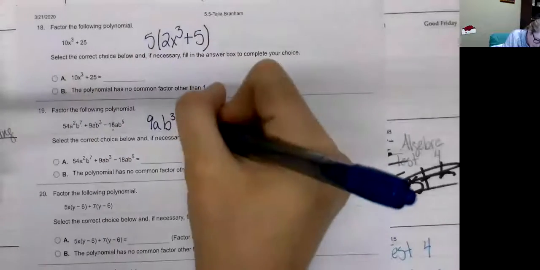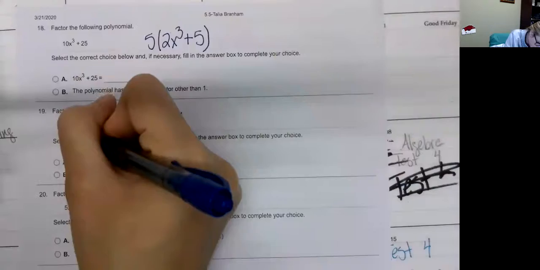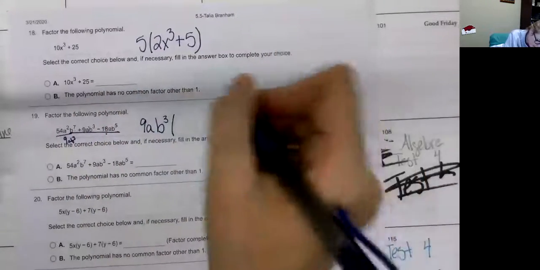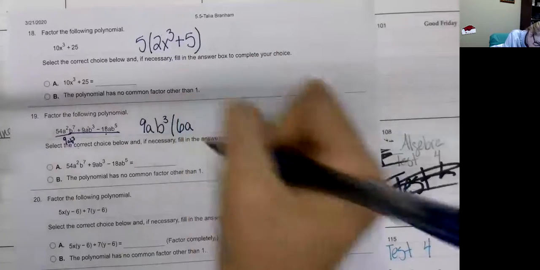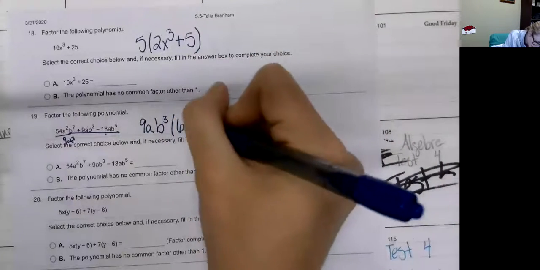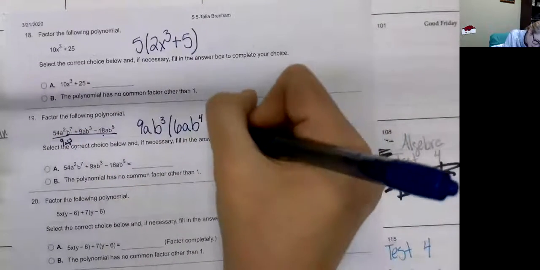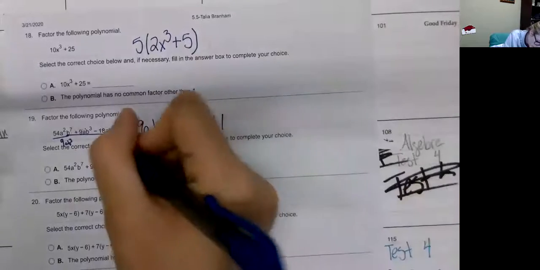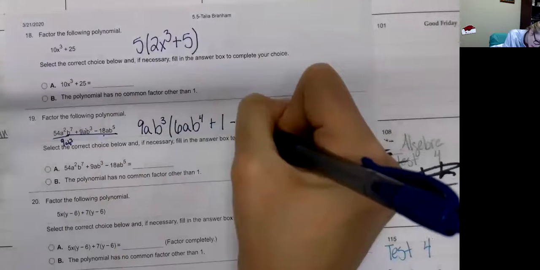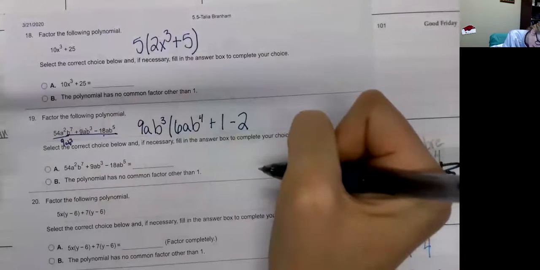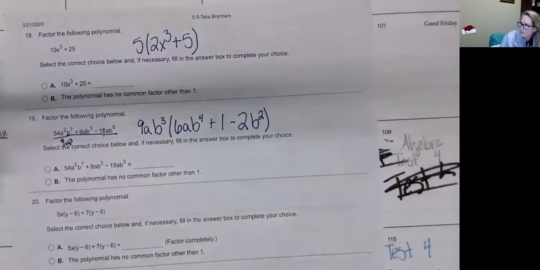9 goes into 54, so we're dividing everything by this. So 54 divided by 9 is 6. 2 subtract 1 will leave us with 1A. 7 subtract 3 leaves us with 4. 9AB cubed divided by 9AB cubed would be 1. And then I have -18 divided by 9 would be 2. A subtract A is 0. 5 subtract 3 would be 2.